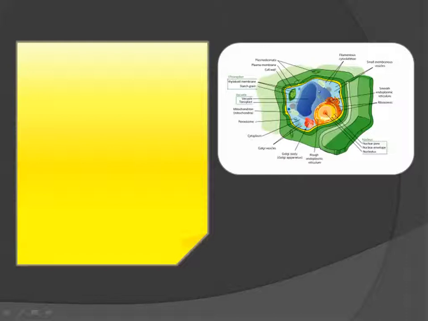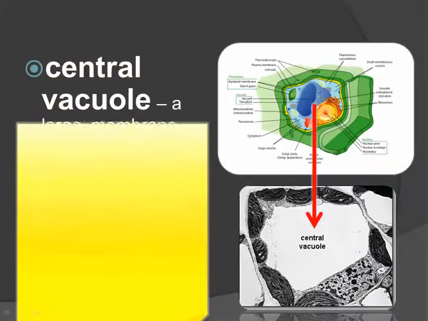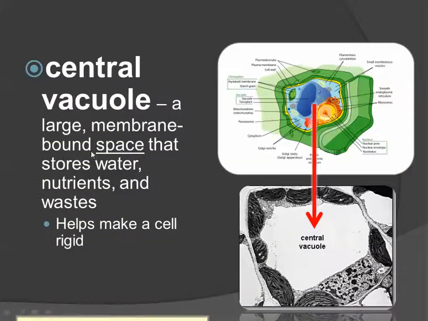The third C is kind of cheating because it's 2 words. It's actually a vacuole, but it's this presence of a large central vacuole. So I'm allowed to call that a C, a large central vacuole. It's a membrane-bound space that stores water, nutrients, and wastes, and it also helps to keep the cell rigid. So there's a lot of fluid in there.